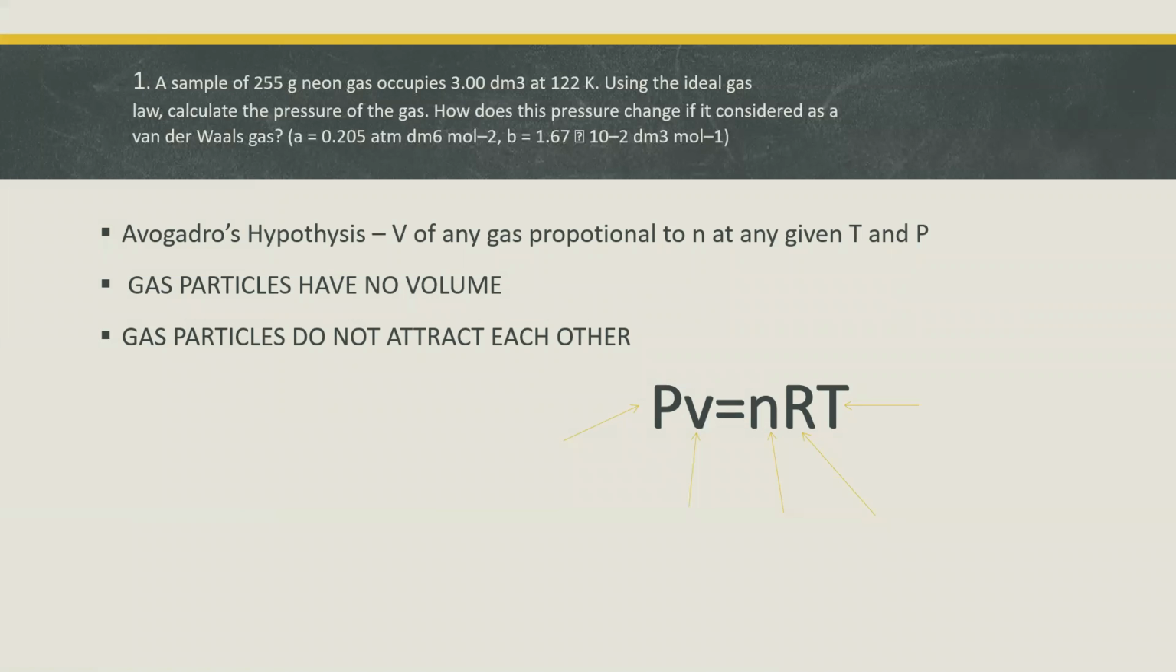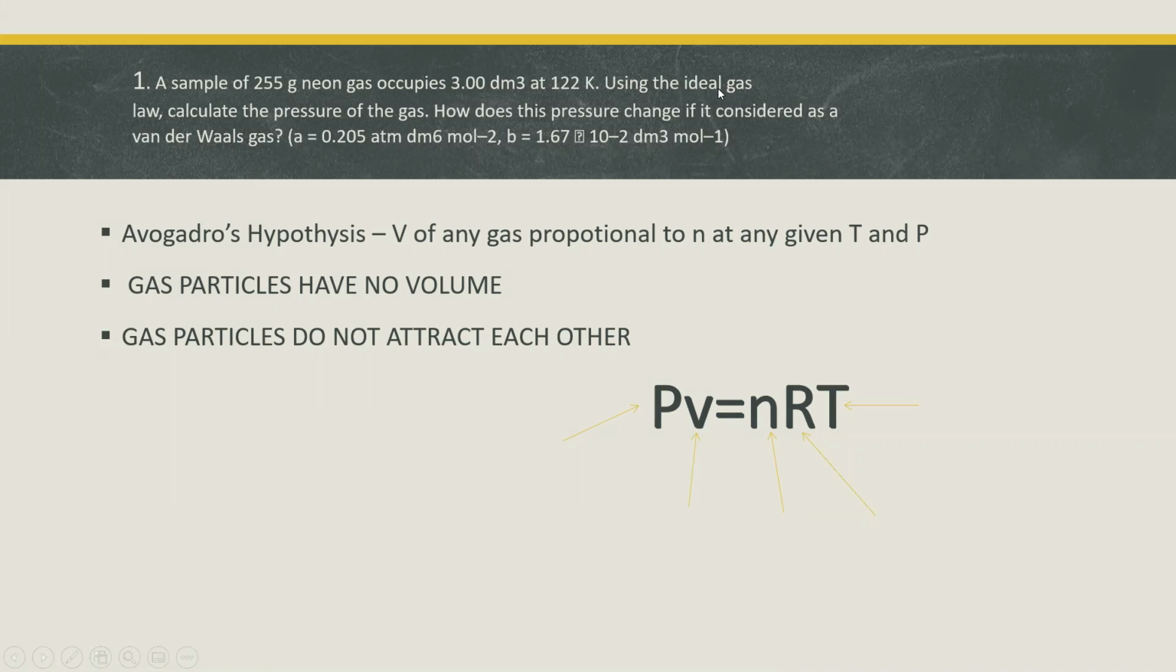There are three parts to the question, but there are two parts in the first part of the question. It gets a bit complicated, so I'm just going to do it step by step to not overcomplicate anything. So we'll look at this, and it says a sample of 255 grams of neon gas occupies 3 decimeters cubed at 122 Kelvin. Using the ideal gas law, calculate the pressure of the gas. Now, we're going to ignore this bit for a sec, just so we can focus on the ideal gas law.